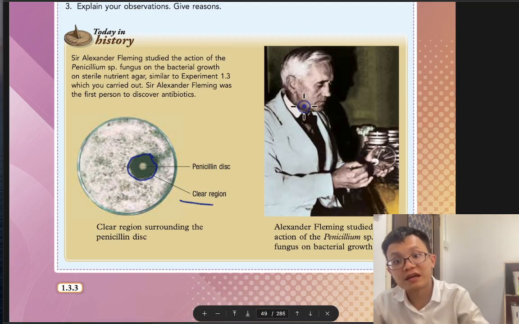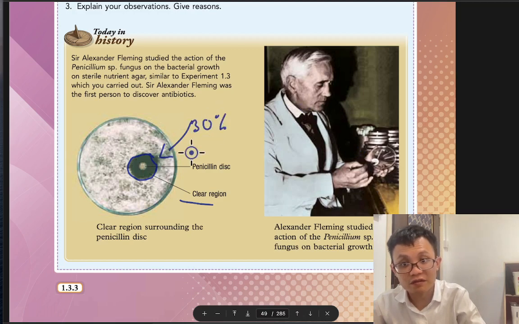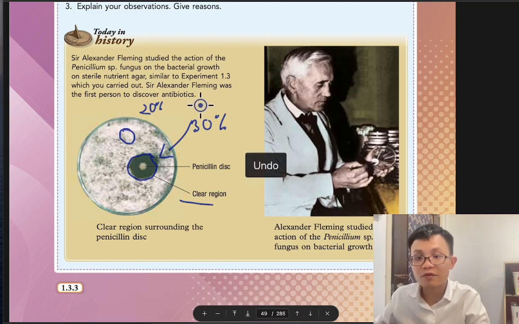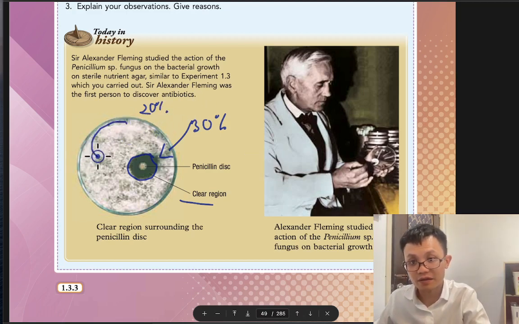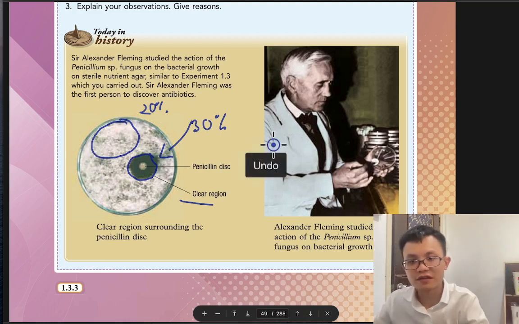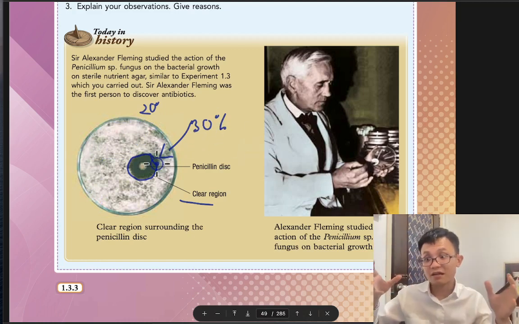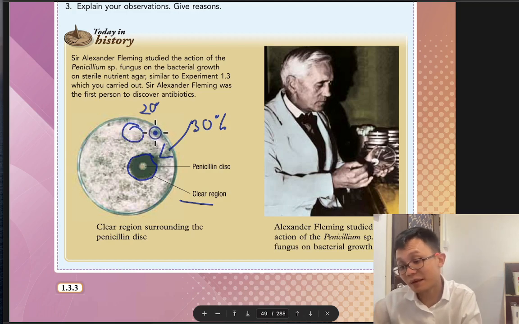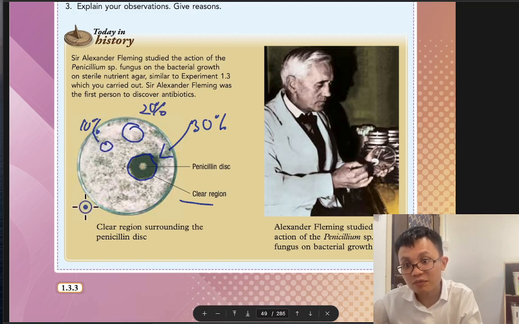So let's say you put here 30%. Okay, so it will be bigger. 30% is bigger because it kills more bacteria. 20% will be smaller because less antibiotic. 10% is even smaller, okay? And 0% means nothing changed.